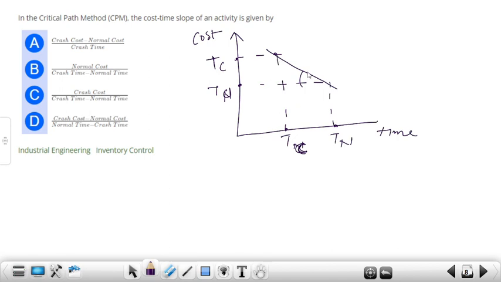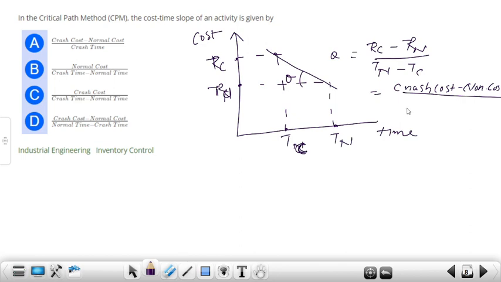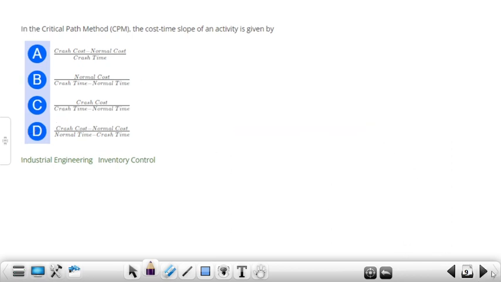So the slope theta is equal to the difference in cost, in rupees, divided by the difference in time. That is, crash cost minus normal cost, divided by normal time minus crash time. So option D is the correct answer. So this is the cost time slope in the CPM method. This is also a repeated question.